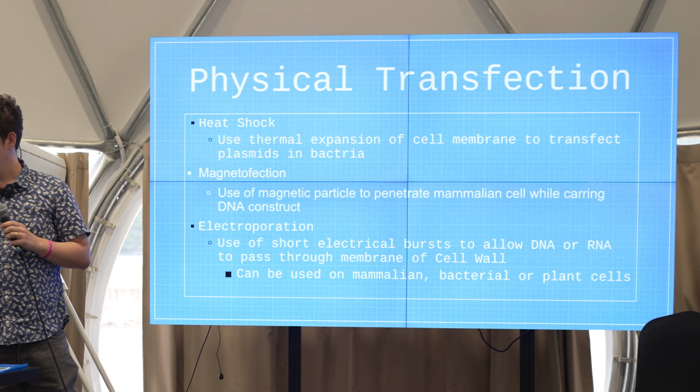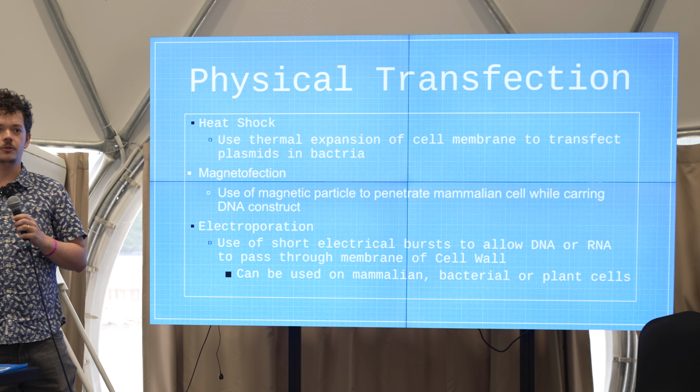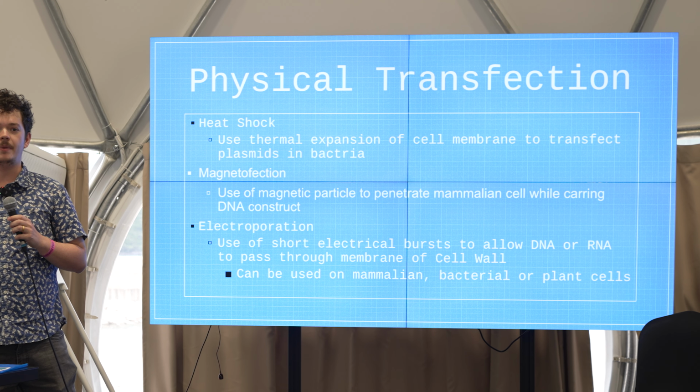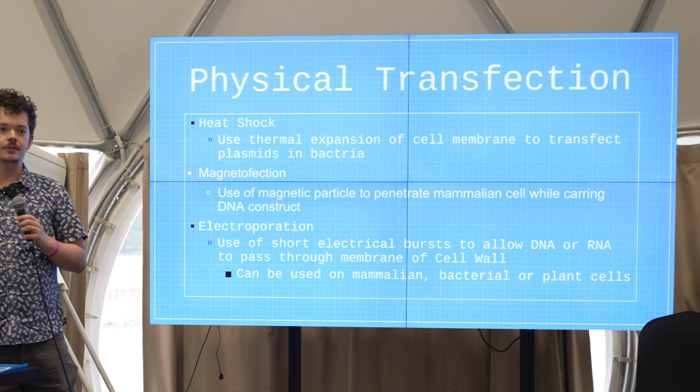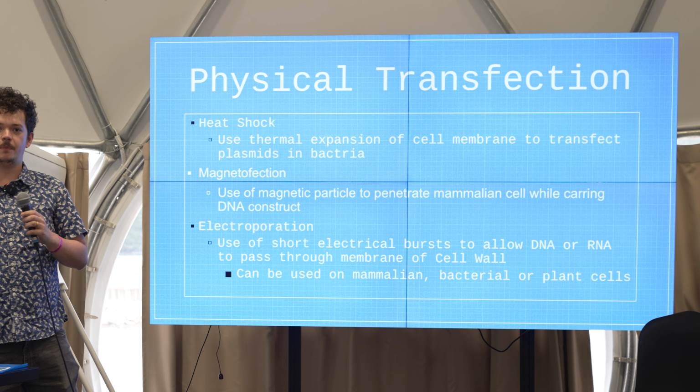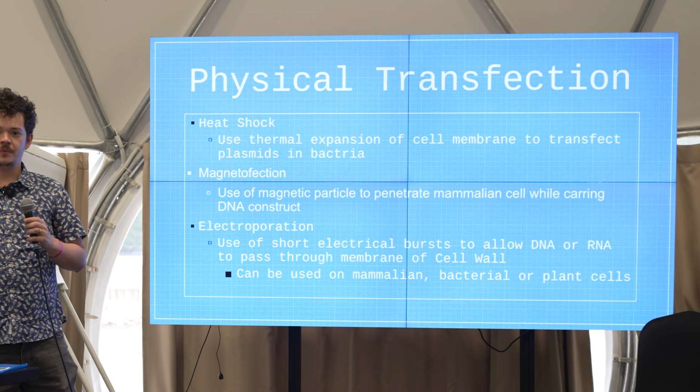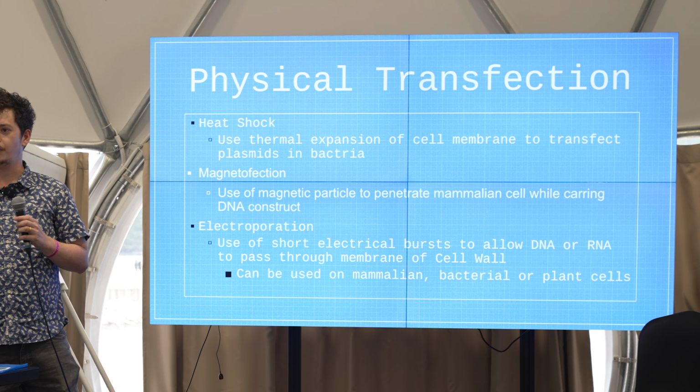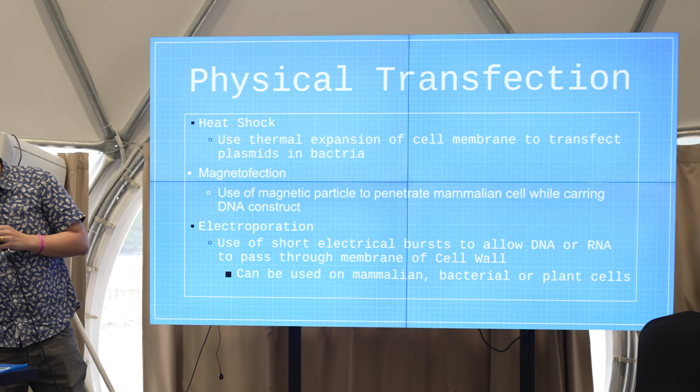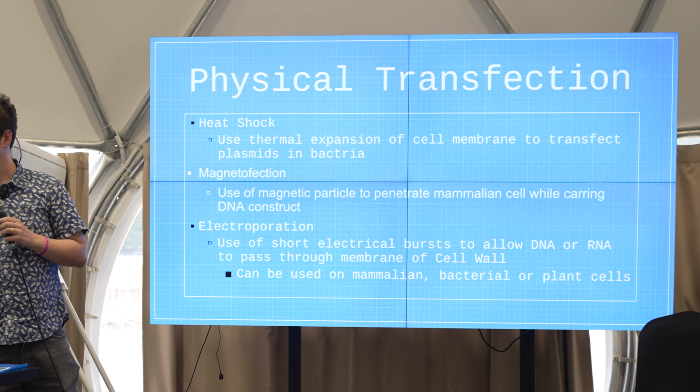So, for example, heat shock, mostly this is just for E. coli, bacteria. You're essentially using a little bit of calcium salt to stabilize the cell, and then with heat, you expand it, crack it open a little bit, and you're able to get plasmids into the cell, mostly if you want to produce more plasmid or a particular protein from the E. coli.